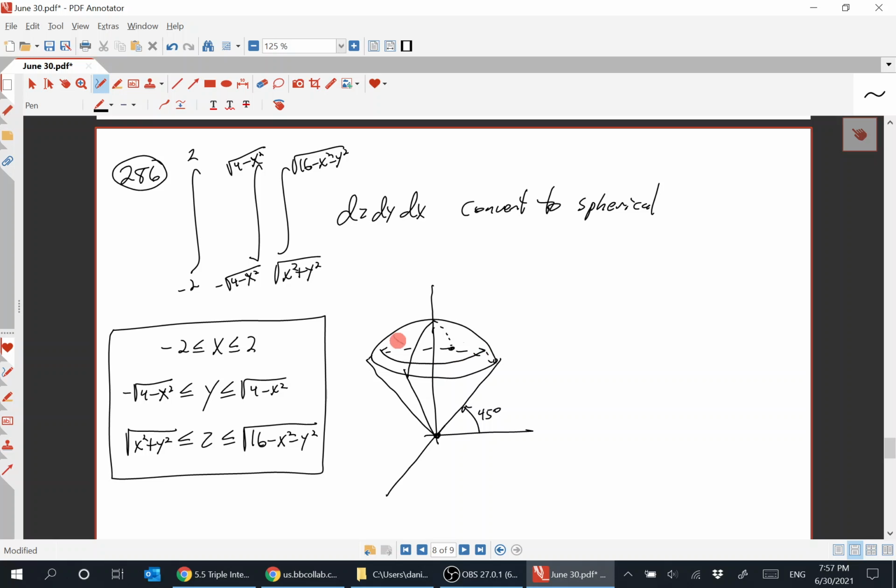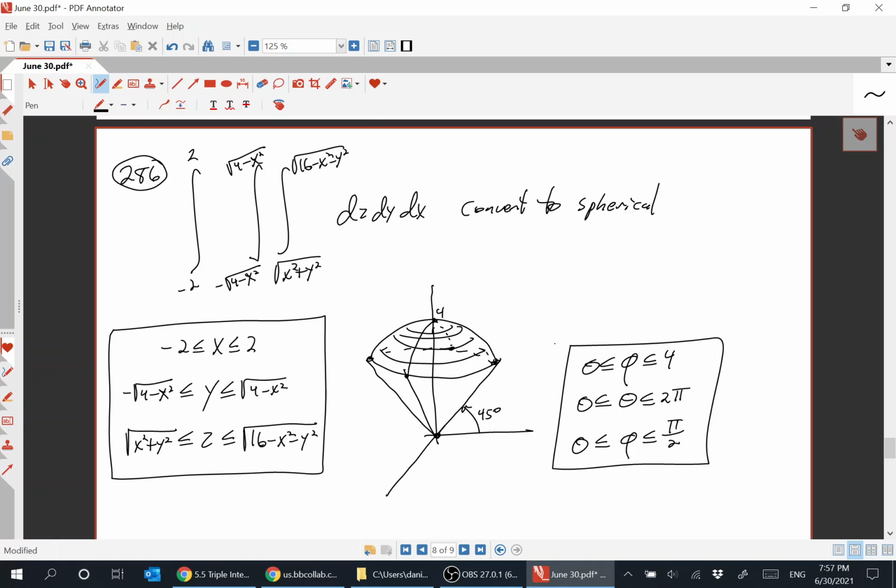They intersect in the circle of radius 4. So it's again this shape. I think they've beaten on this shape enough. So this is 0 less than or equal to rho less than or equal to 4, 0 less than or equal to theta less than or equal to 2 pi, 0 less than or equal to phi less than or equal to 45 degrees.